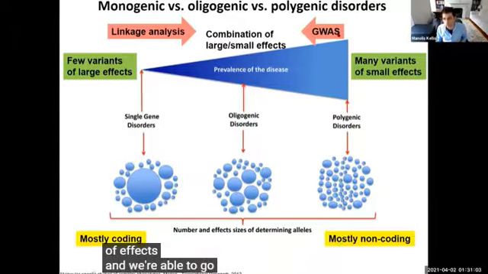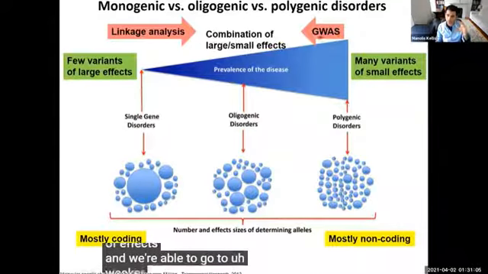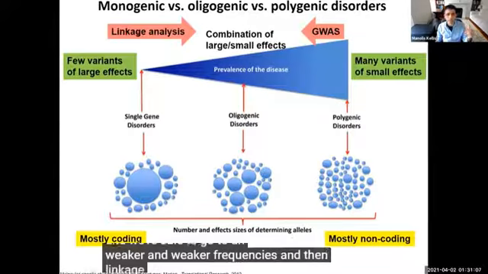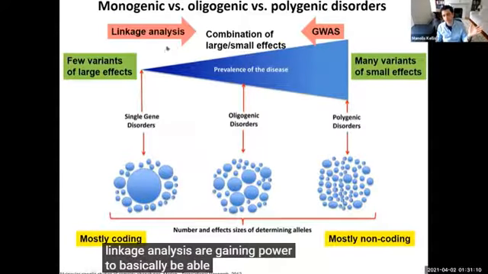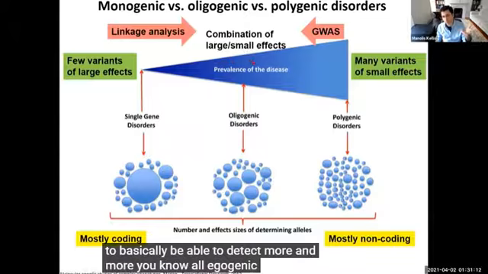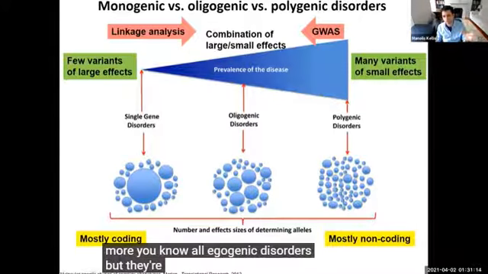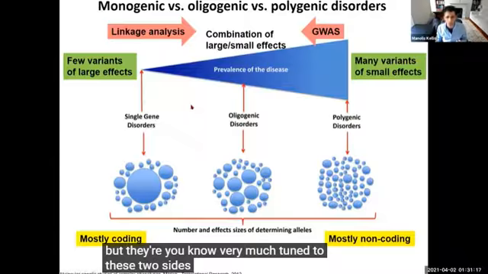And we're able to go to weaker and weaker frequencies. And then linkage analysis also gaining power to basically be able to detect more and more oligogenic disorders, but they're very much tuned to these two sides of the spectrum.